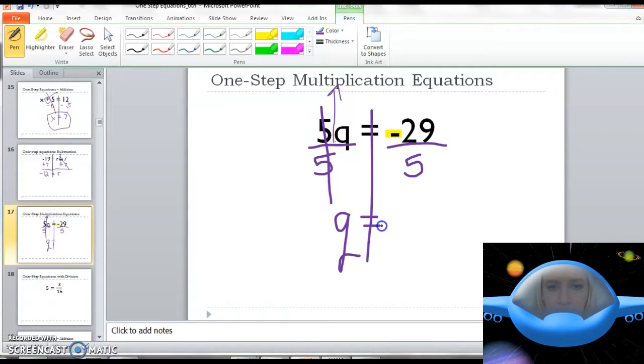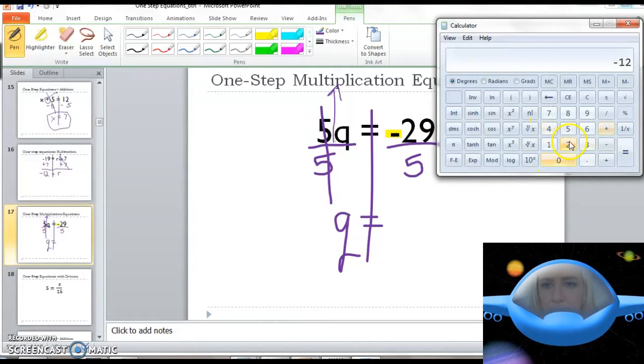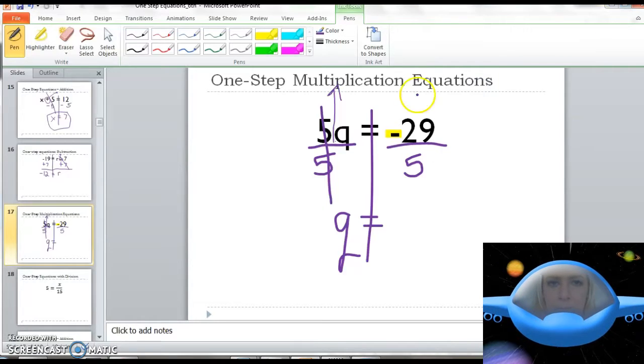to q is equal to negative 29 divided by 5. Divided by 5 should give me a decimal. Negative 5.8.